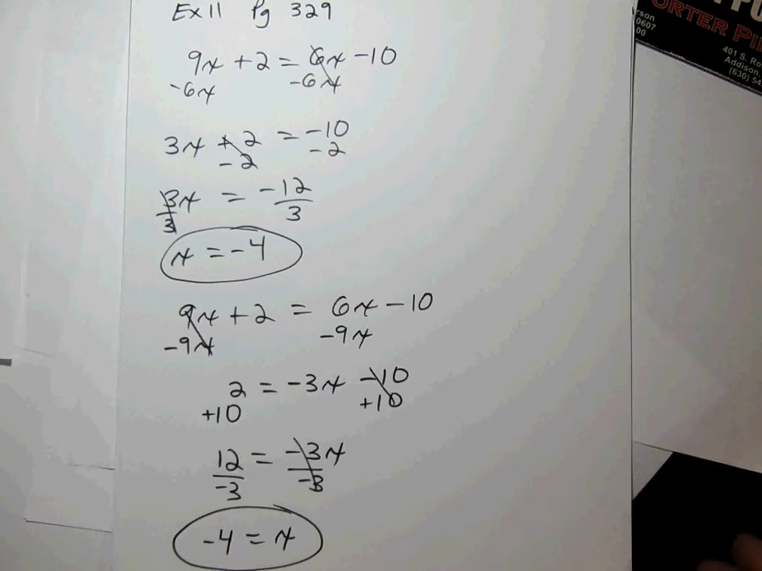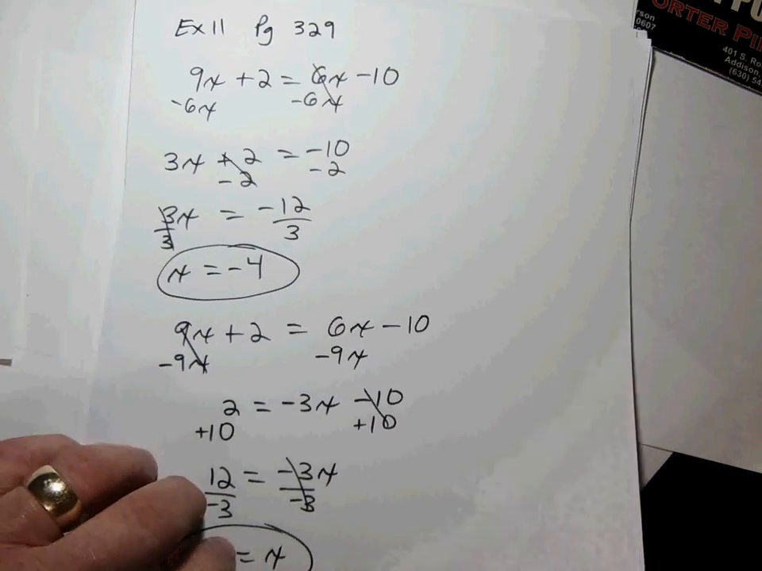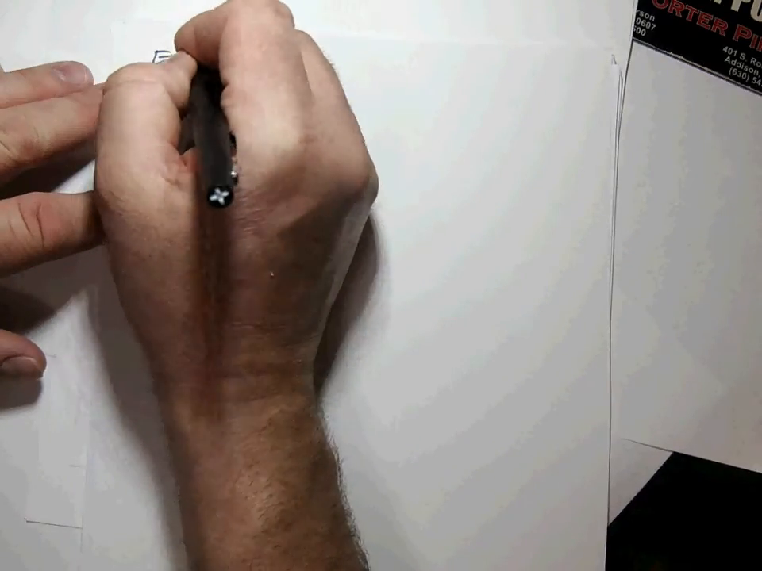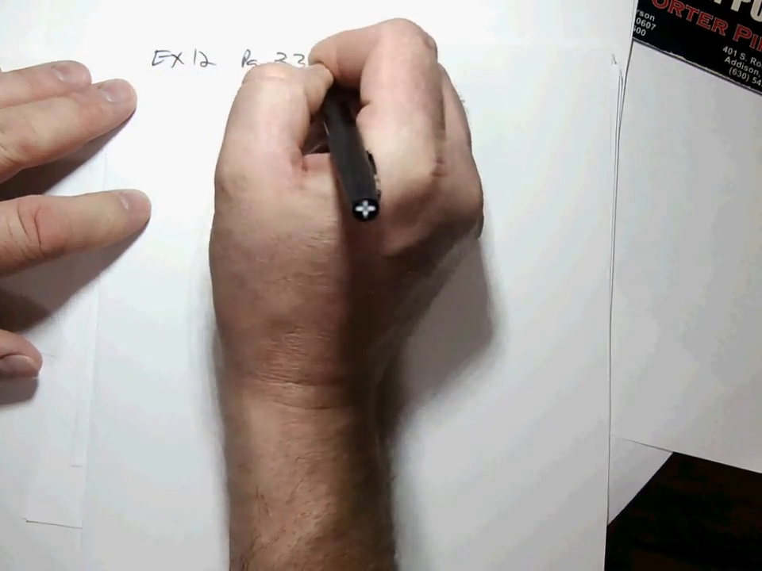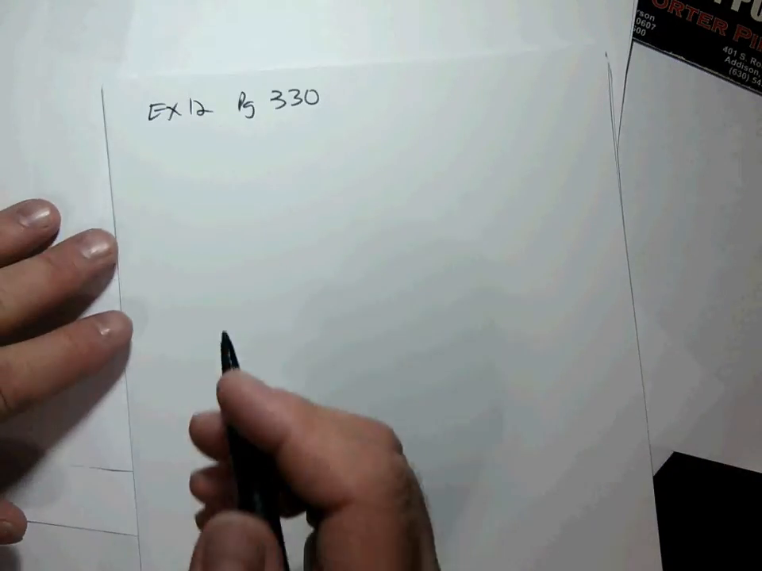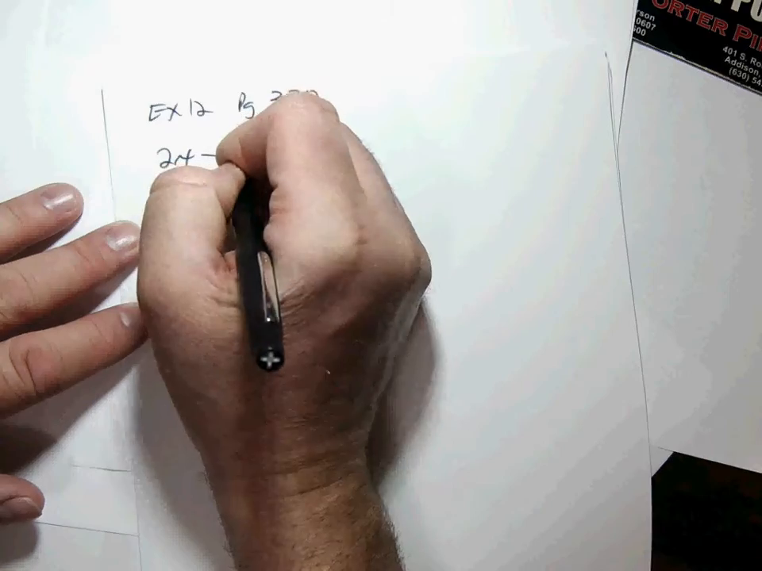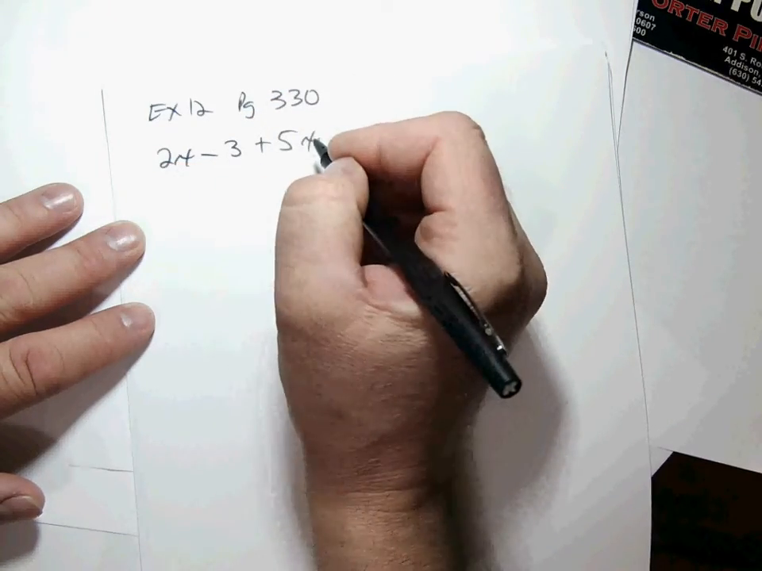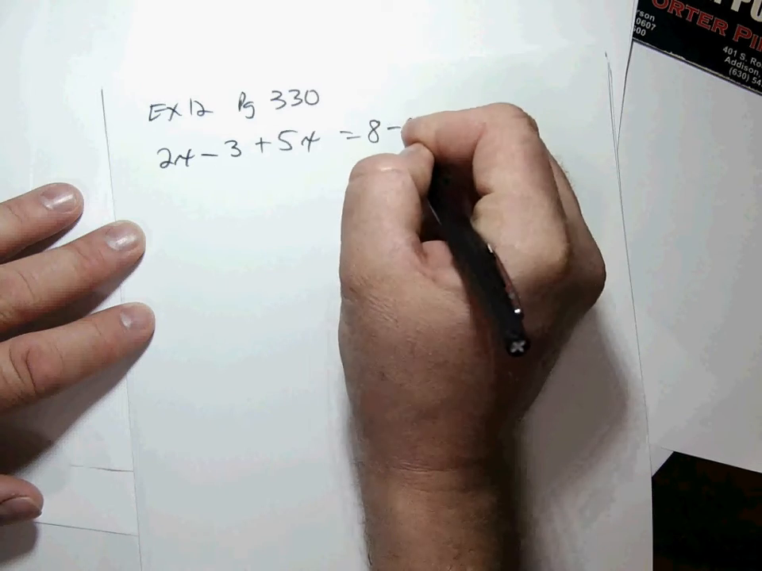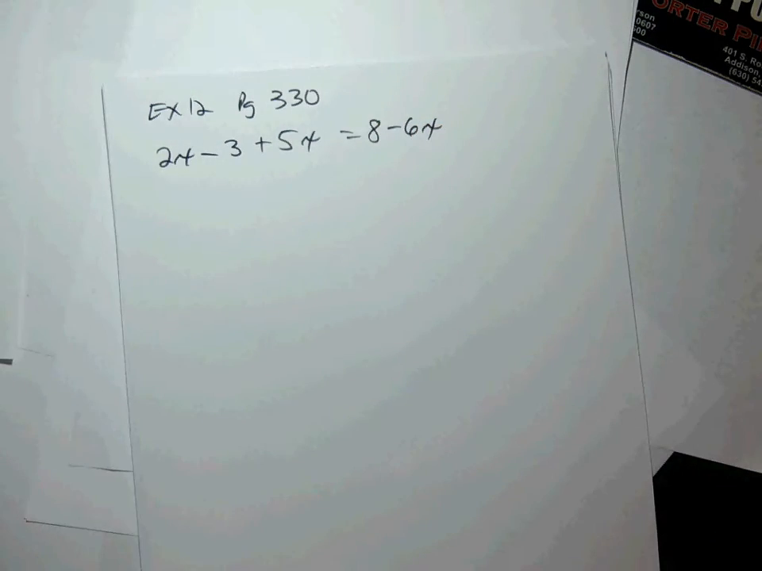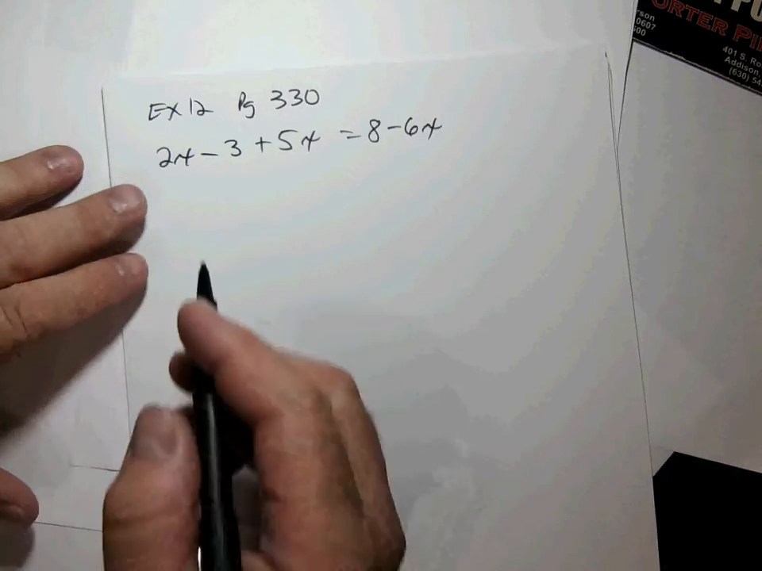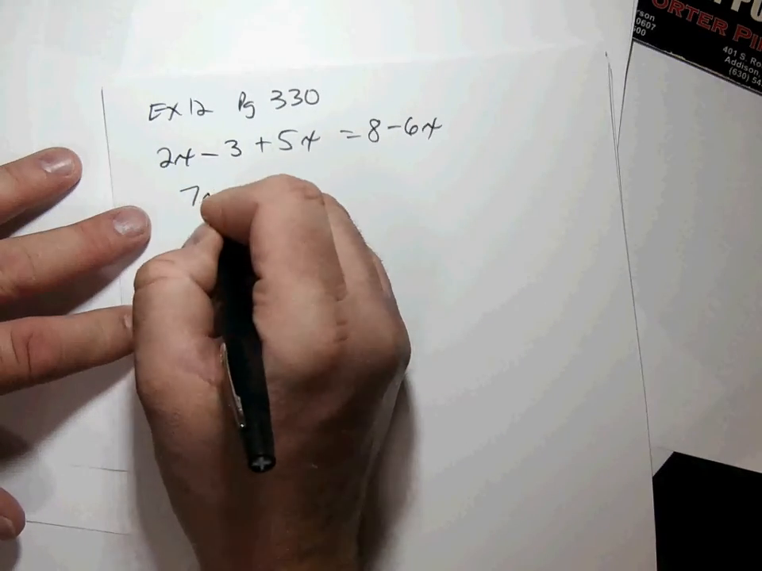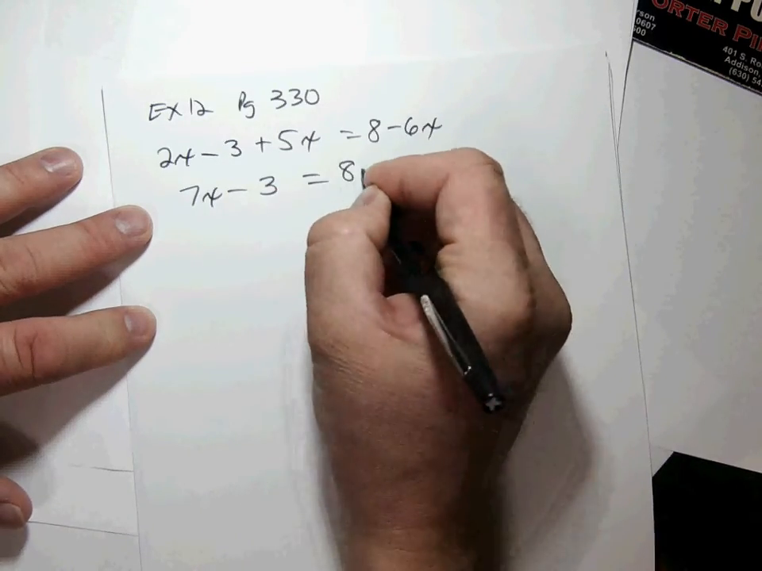Okay, example 12 on page 330. Let's take a gander at that, shall we? Example 12, page 330. What do we have here? We have 2x minus 3 plus 5x equals 8 minus 6x. Alright, so you see we have to do some simplifying on the left, okay, because I've got those like terms I can combine. So we must do that first. So we'll put the 2x and the 5x together. That'll give me a 7x minus 3 equals an 8 minus 6x.